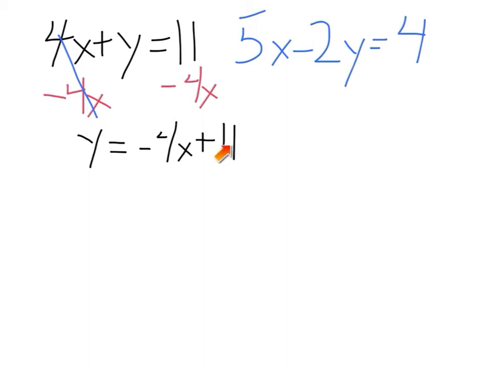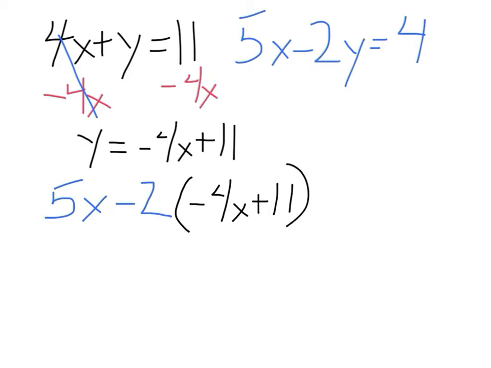So that means we now will have 5x minus 2, and in place of y, we put in this other thing, minus 4x plus 11, equals 4. Okay, do we get that? Substitute this guy in for y right there. So minus 2 times this whole deal, and there it is.